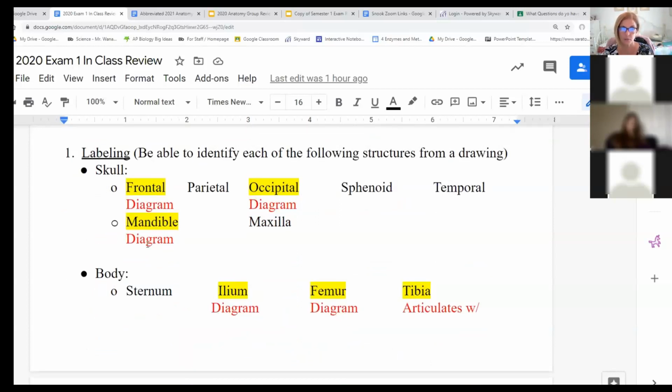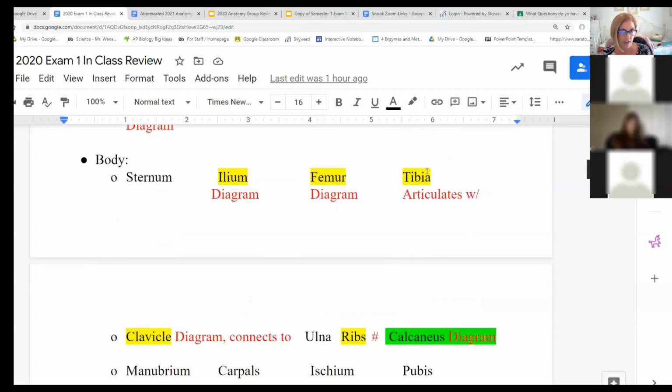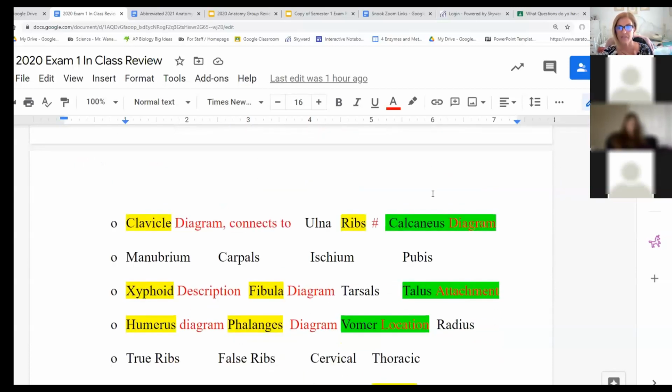Under the labelings, where it says diagram, that means you're labeling it on a diagram, and you already got that list. I believe I cut off the tibia articulates with. It articulates with the talus, but I think that one didn't make the cut. If it's in green, this is last year's review. The green was on last year's test, but not this year's test. Clavicle, so in addition to the diagram, also know what it connects with. So you know the clavicle articulates with the sternum in the front and the scapula to the side.